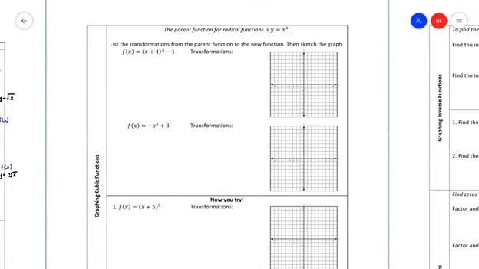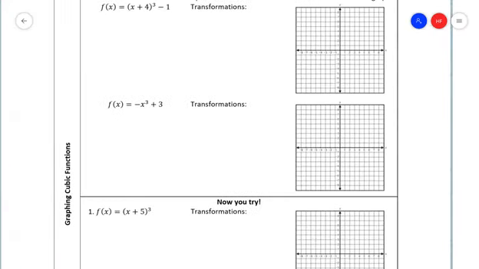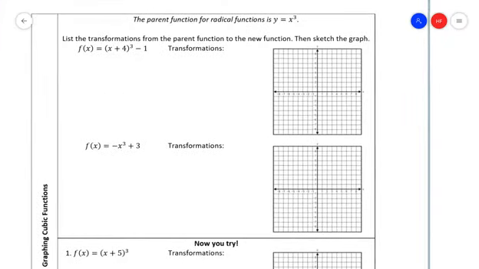We're going to do the same thing, but now with the cubic function. So we have our radical functions and then the cubic function. So our parent function is y equals x cubed. From that parent function, the transformations that I see are 1 on the inside, which is the opposite. We've got a horizontal shift left 4 units. And we have a vertical shift with that minus 1, down 1.